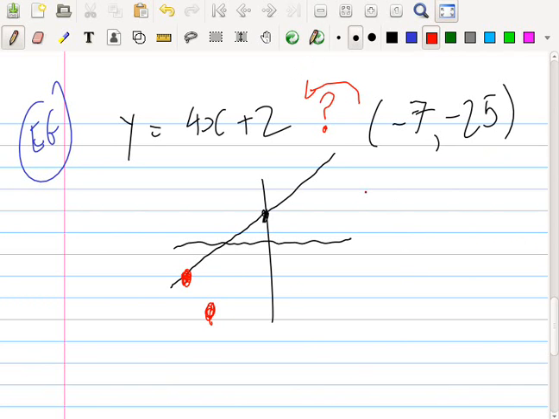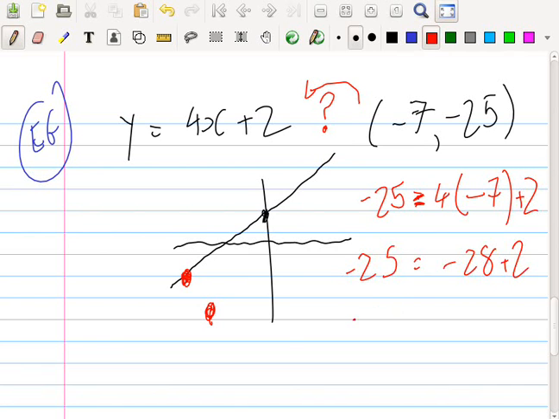So I get here minus 25 equals 4 times minus 7 plus 2. So I get minus 25 equals minus 28 plus 2. So minus 25 equals, what's that, minus 26, isn't it? So it's looking false here. Unless I made any mistakes here? Minus 25 there, minus 7 there, 4 times 7 is 28 plus the 2, yeah, minus 26. So it's false. So it's off the line. It's not on the line, it's off the line.